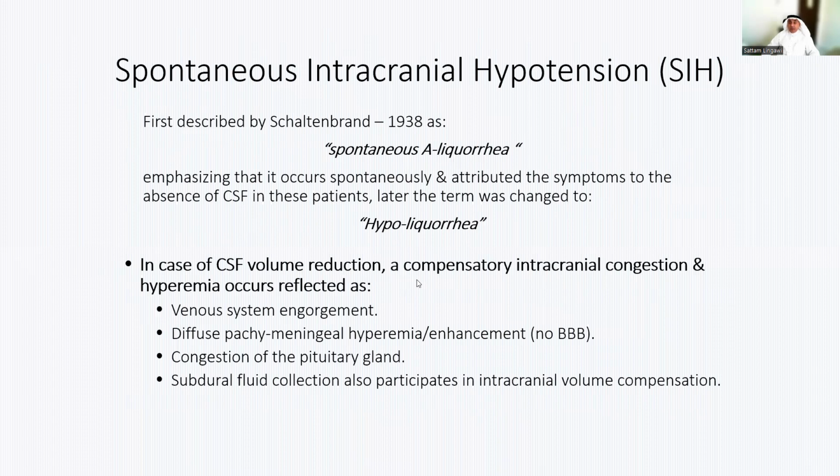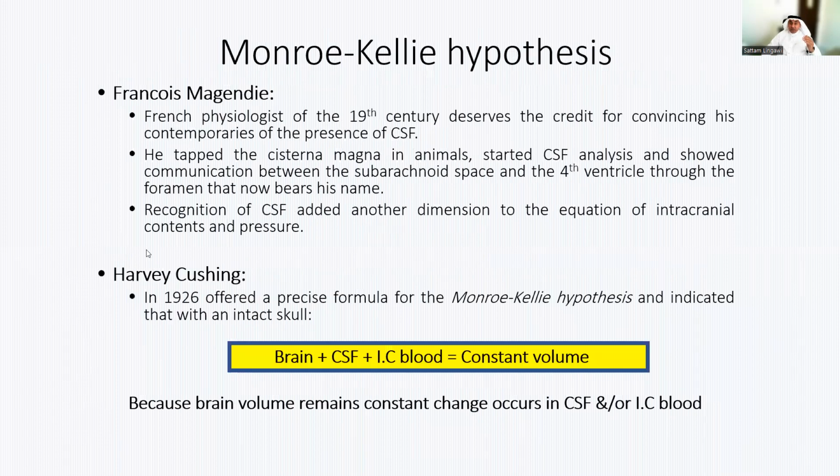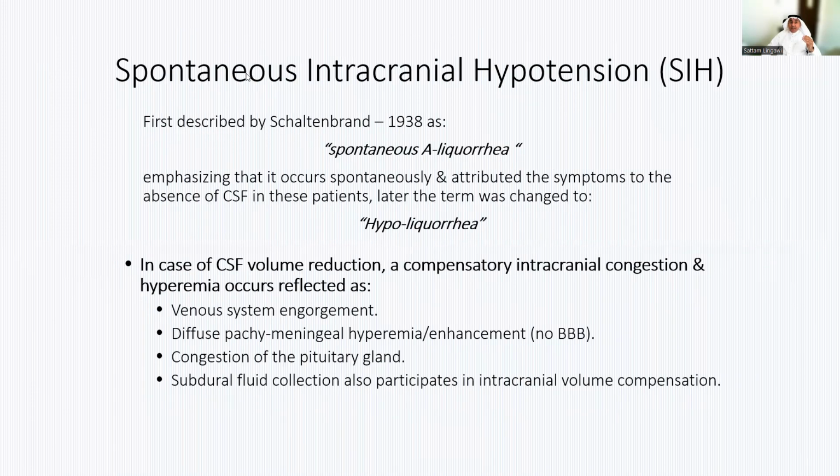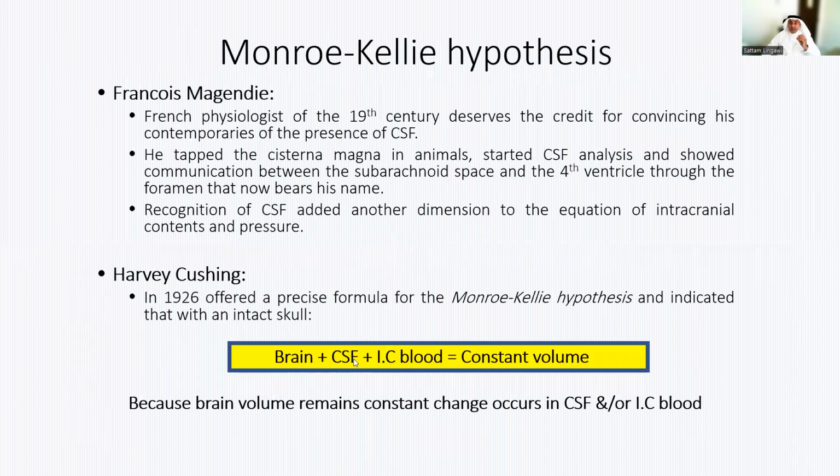So, in case of CSF volume reduction, a compensatory intracranial congestion by hyperemia will happen to compensate for the volume reduction. We said that the brain parenchymal volume is static, it is fixed, it is not compressible. Now we've got less CSF, so this has to be compensated by the other changing factor, as mentioned by Harvey. Brain is constant, now we have less CSF, so blood flow has to increase. This is why in cases of spontaneous intracranial hypotension, you get venous engorgement, meningeal enhancement, hyperemia, and congestion of the pituitary gland. And even if that all fails, then subdural collections start to develop, all compensating for the vacancy that was created by the decreased volume of CSF.